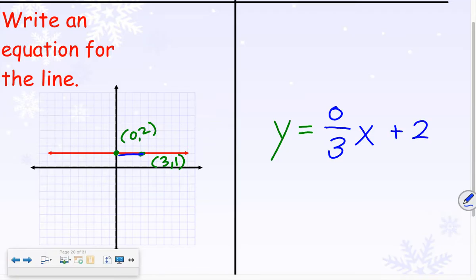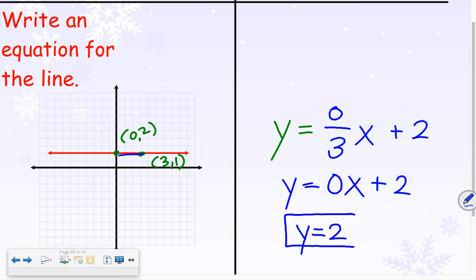Now 0 over 3 is the same thing as just 0, but we never write zeros in math. 0x pretty much just doesn't exist. So your equation is just y equals 2. Remember that a horizontal line always has a slope of 0.